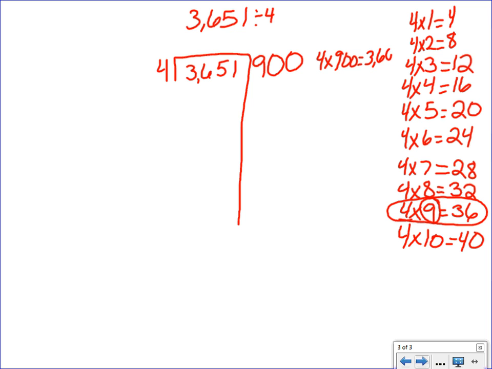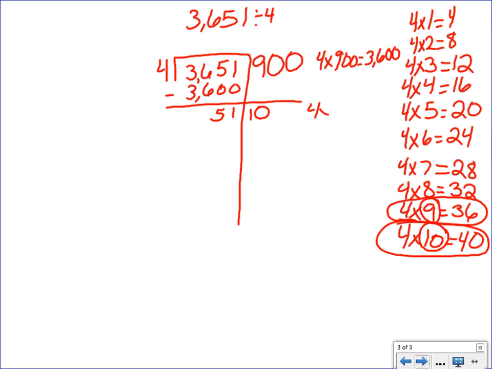That gives me 3,600. So I'm going to come over here and subtract 3,600 from it. That leaves me with 51. I'm going to look back over here to my multiplication facts. How close can I get to 51? Well, let's see. I have 4 times 10 here, and that's 40. I'm going to circle my 10. I'm going to put 10 over here.